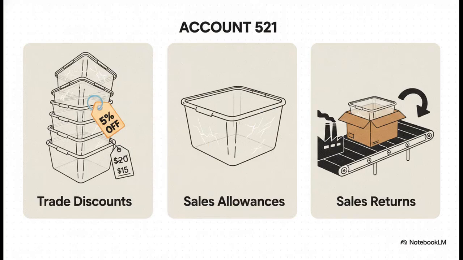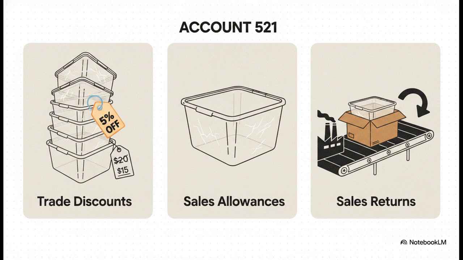Even when we do finally recognize revenue, sometimes we, unfortunately, have to reduce it. We use account 521 for revenue deductions, and there are 3 very distinct economic realities here. First, a trade discount. This is a commercial incentive given for bulk purchases, like giving a distributor 5% off for buying 20,000 tubs.